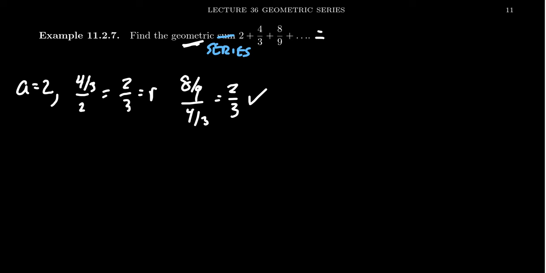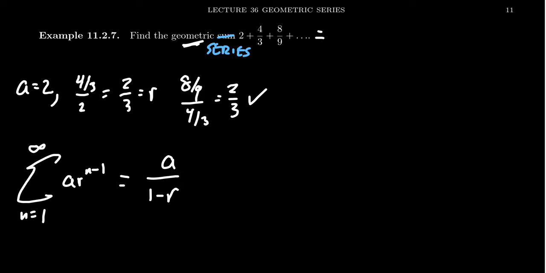And so if we take the sum of this thing, by the formula we saw before, the infinite sum of a geometric sequence, a times r to the n minus 1, as n goes from 1 to infinity, this will equal a over 1 minus r. You just take the sum of all the geometric terms there. And so this is going to look like the first term, which is 2, over 1 minus the common ratio, which is 2/3. And this then equals, well, 1 minus 2/3 is equal to 1/3, and 2 divided by 1/3 is equal to 6.